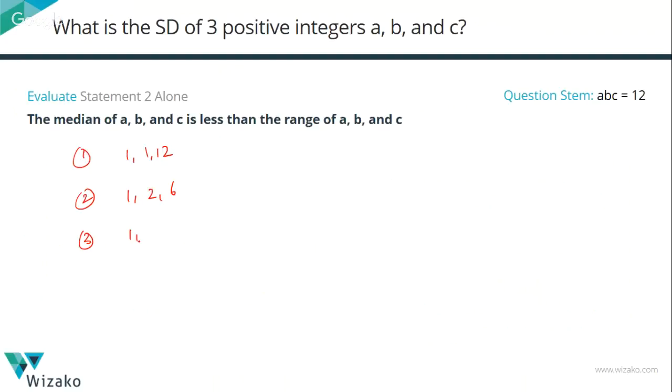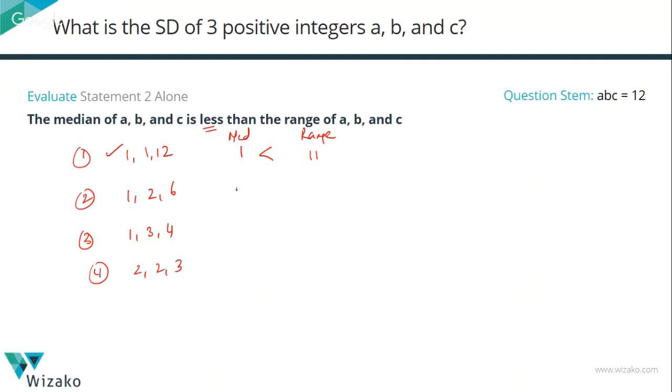Third one is 1, 3, and 4. And the last one is 2, 2, and 3. Need to find out the median as in the last case, and let's find out the range. Here they're saying the median should be less than the range. The median is 1. What is the range? 11. Is the median less than the range? Certainly yes. This could be a possible set.